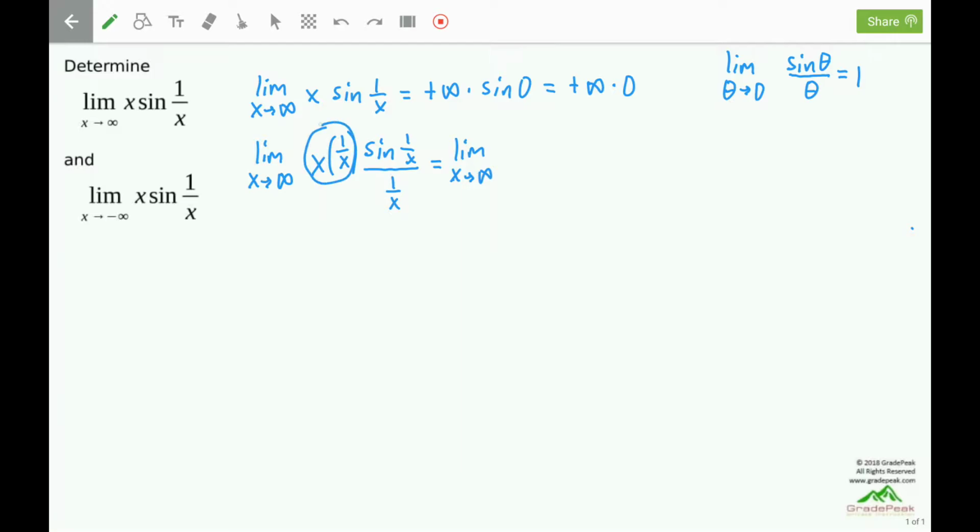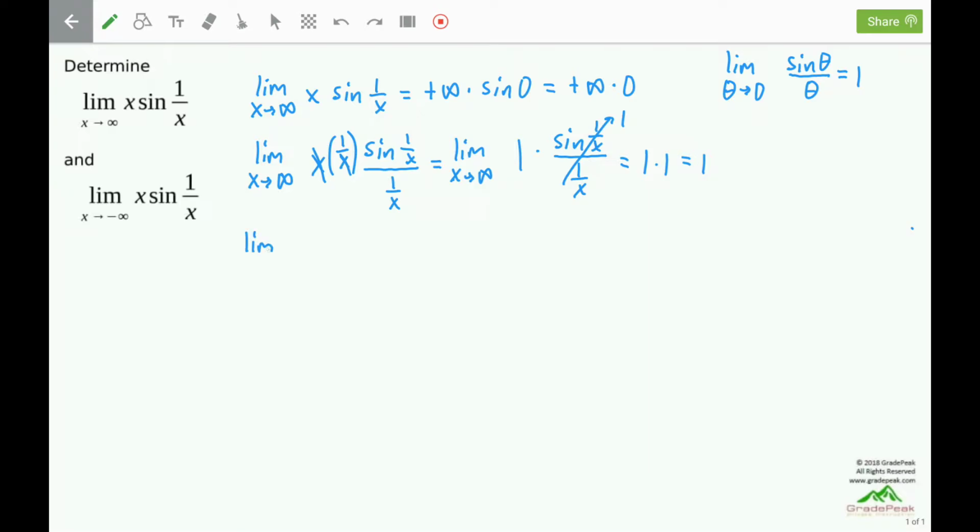X times 1 over x, the x's can cancel, leaving a 1. And then sine of 1 over x over 1 over x is perfectly phase matched. And the 1 over x is going to 0, so it has the identity applied to it. And it will go to a 1. The result is 1 times 1, which equals 1.